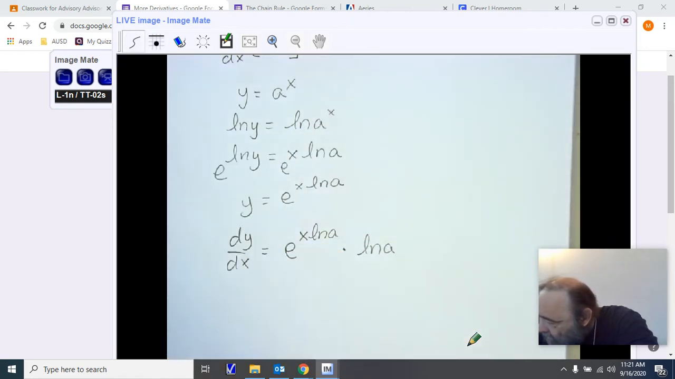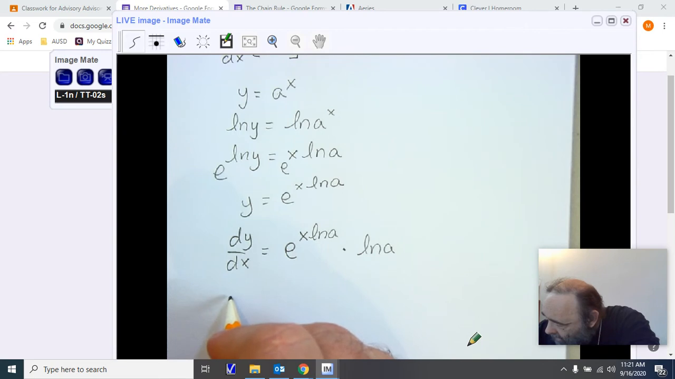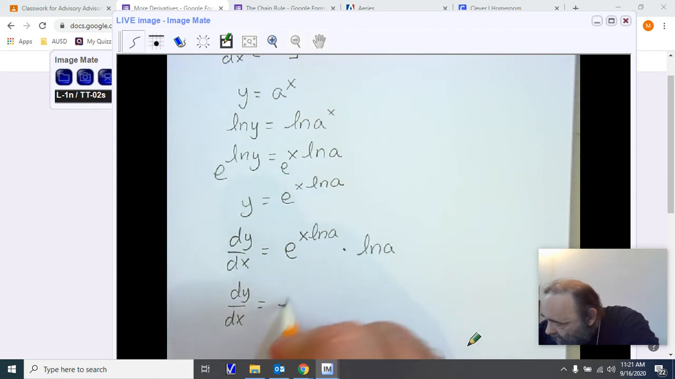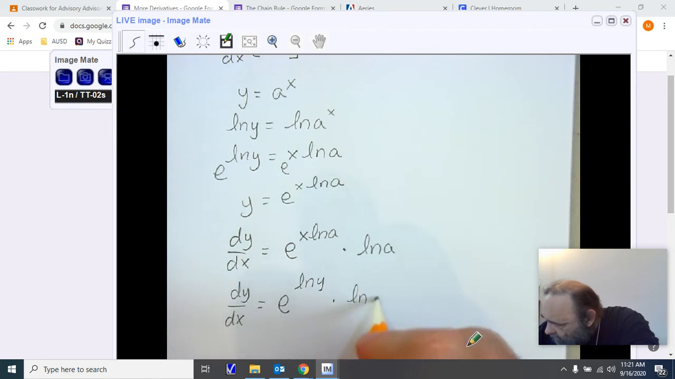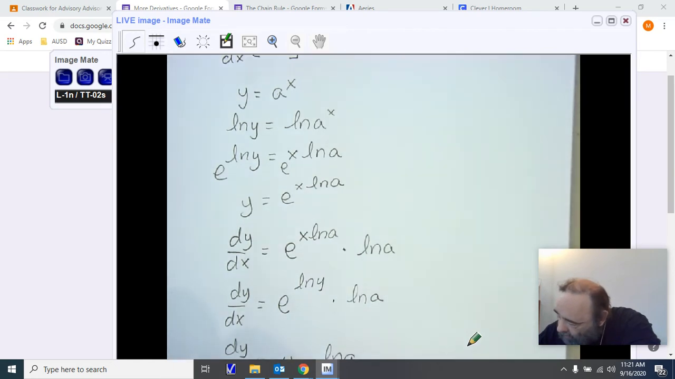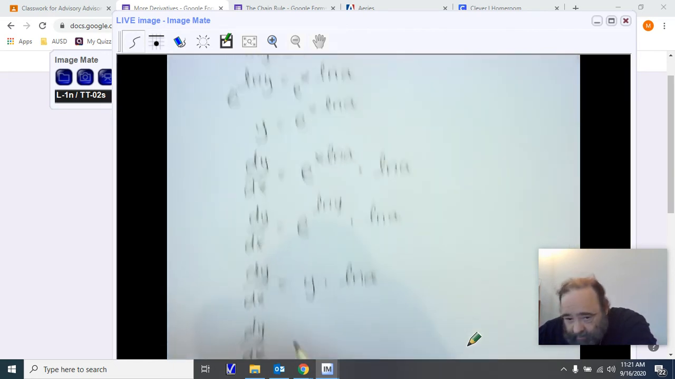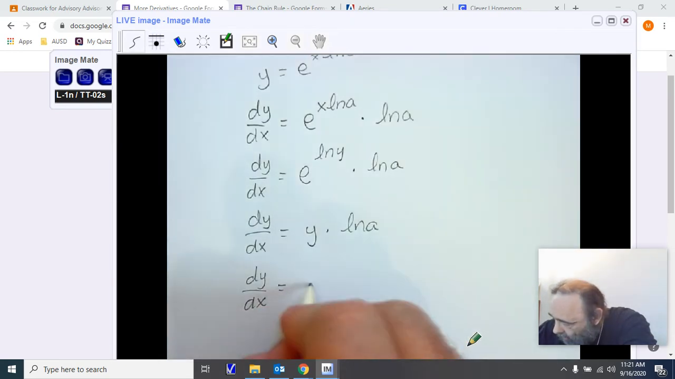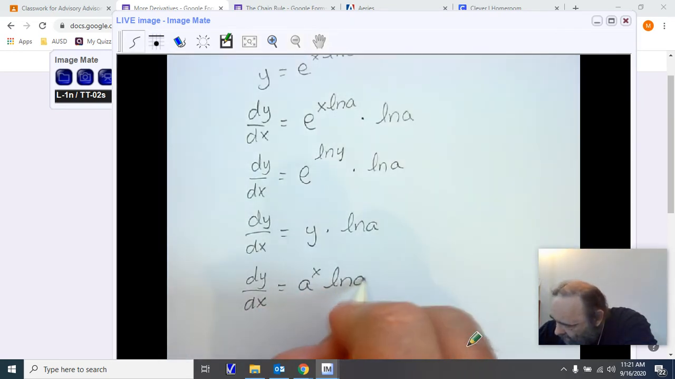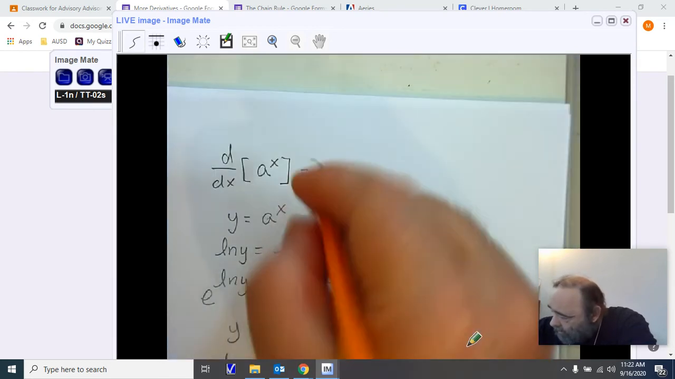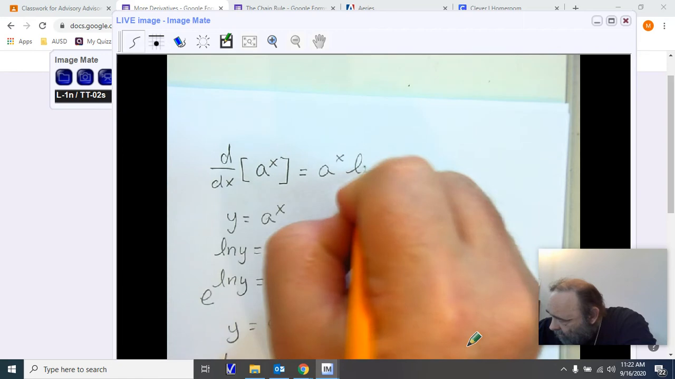the natural log of y. So I'm going to go ahead and put that in. Now keep in mind that's going to give me e to the natural log of y, and that just leaves me with y. But we know that from the very beginning. dy dx must then equal a to the x natural log of a. And that's what we put right up here. A to the x natural log of a.